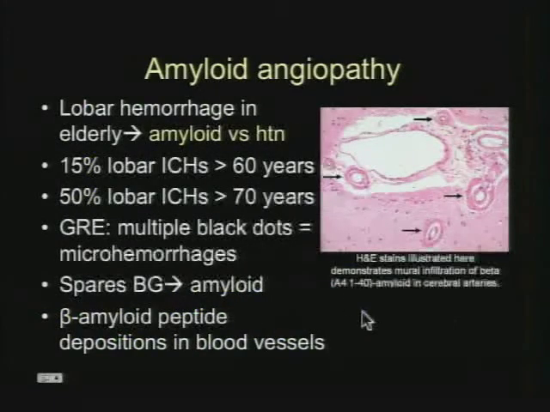So amyloid angiopathy, 15% of lobar hemorrhages over 60, but you can see when patients are over 70, up to 50% of lobar hemorrhages are going to be amyloid angiopathy. And here's just an H&E stain demonstrating the mural infiltration of the beta amyloid.